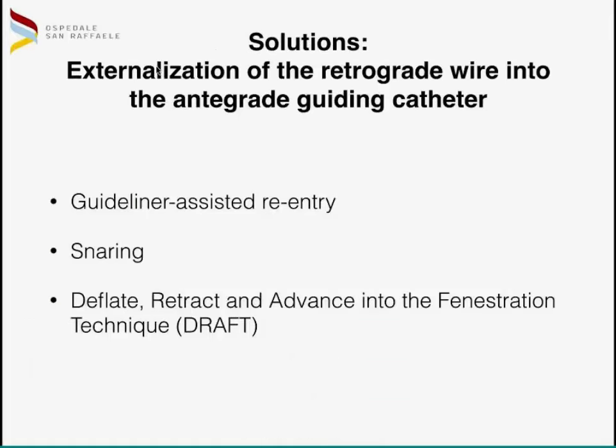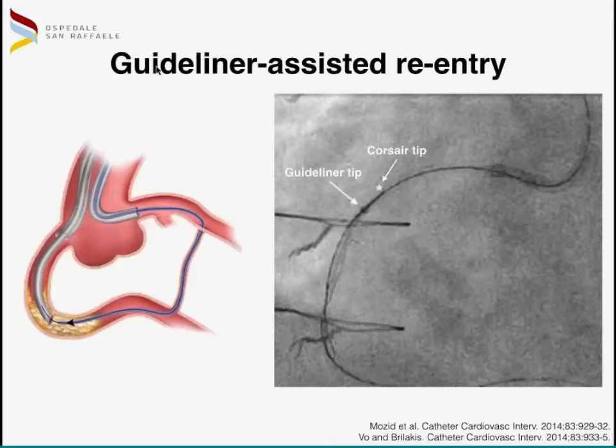Let's now deal with solutions to problems related to wire externalization. The first solution is guideliner-assisted reentry. When wire advancement in the proximal true lumen is difficult, despite the concomitant advancement of the Corsair, and this can be due to several reasons such as calcification, tortuosity, large plaque burden, or multiple dissection planes, in these cases a guideliner can be advanced onto the anterograde wire and literally eat the retrograde wire plus the Corsair, thus solving this issue.